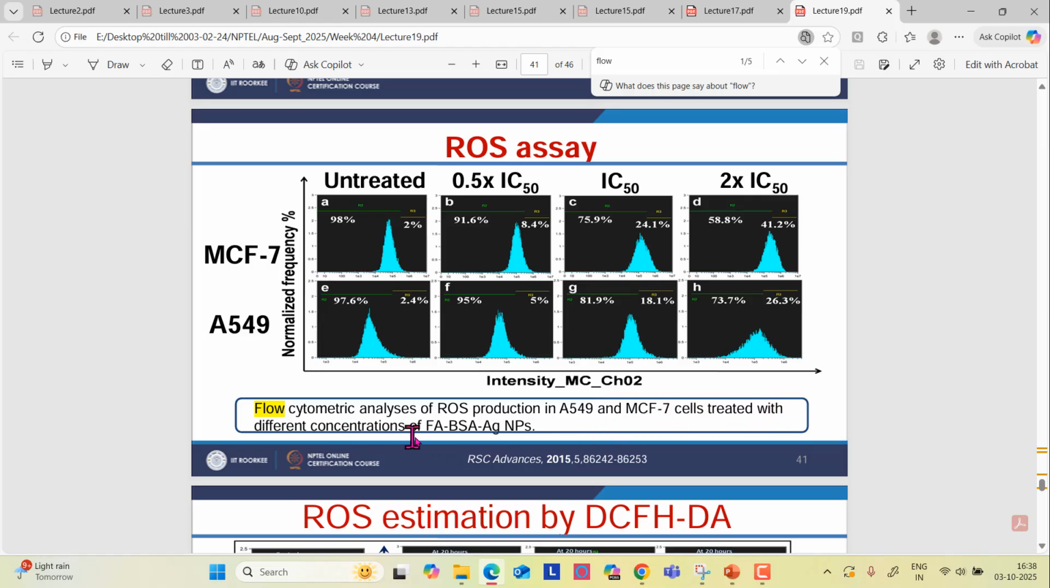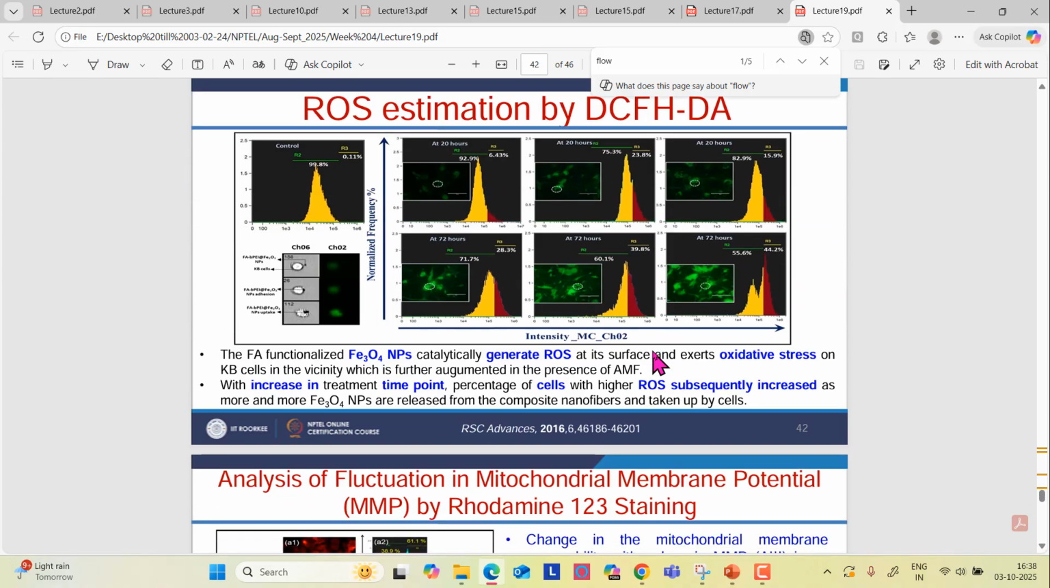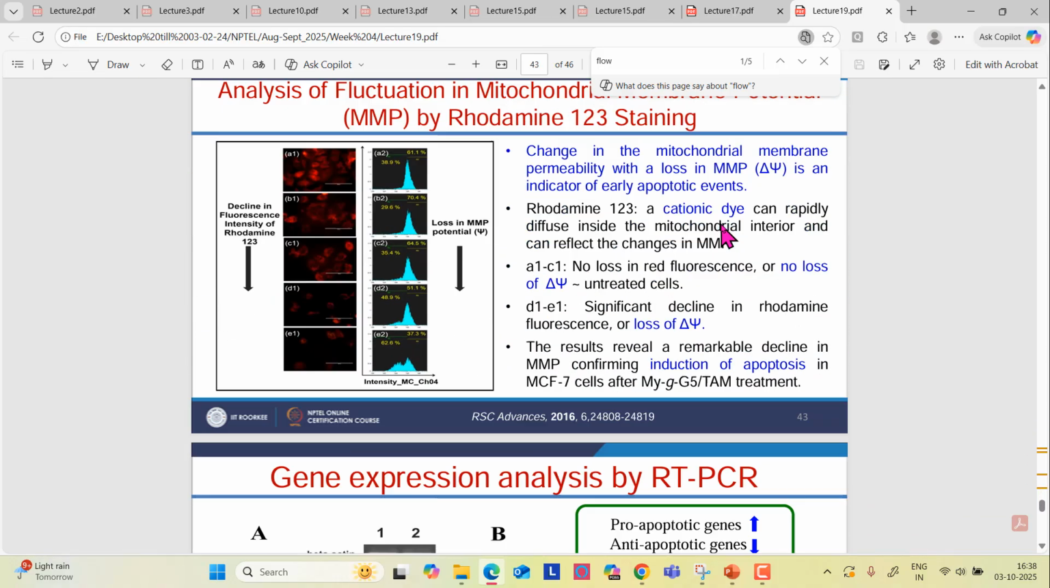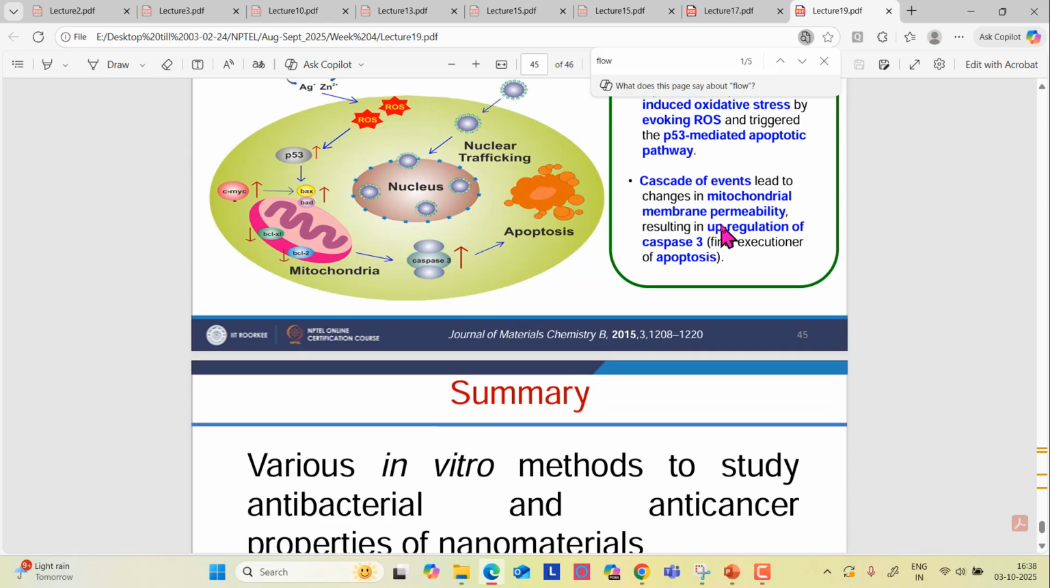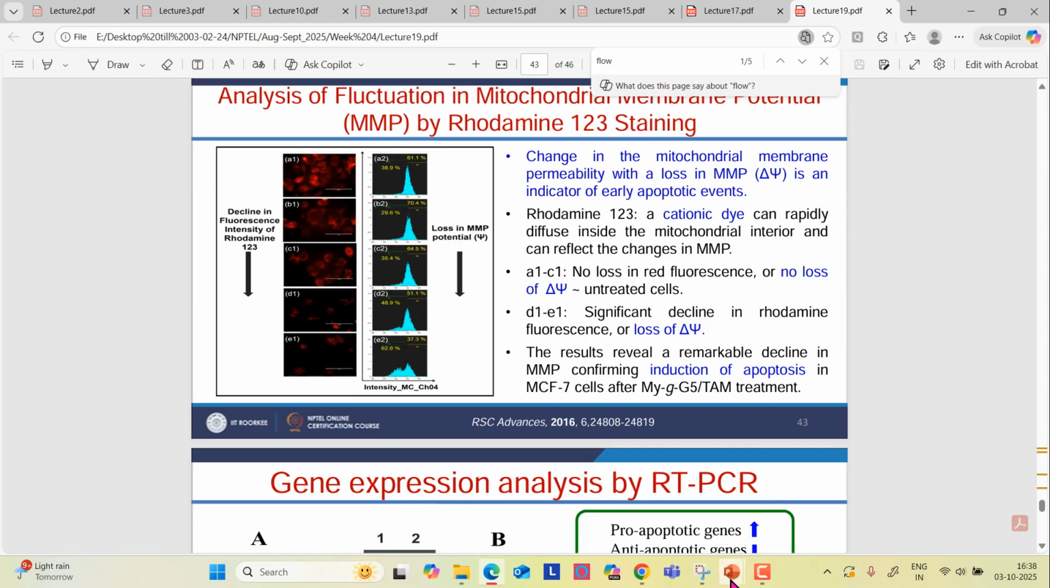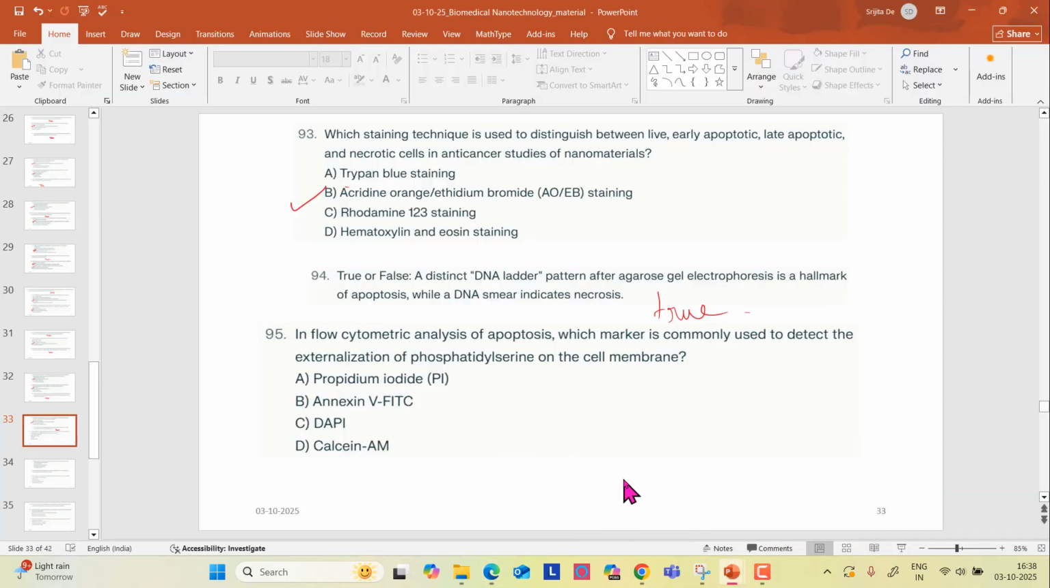So, which marker is commonly used to detect the externalization of the cell membrane? I think it is B, fixed. Option B. Check this again because I might be wrong, but what I think is that in our lab people do it with fixed, so that is what I am saying.